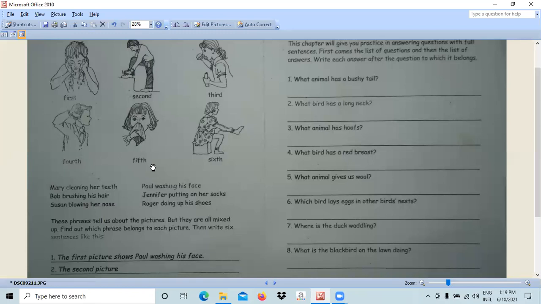The second picture shows Roger doing up his shoes. The third picture shows Mary cleaning her teeth. The fourth picture shows Bob brushing his hair. The fifth picture shows Susan blowing her nose. The sixth picture shows Jennifer putting on her socks.